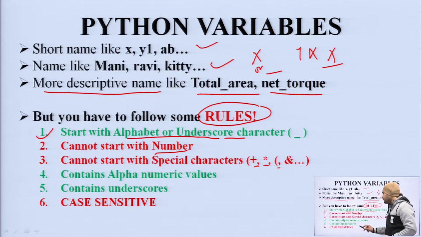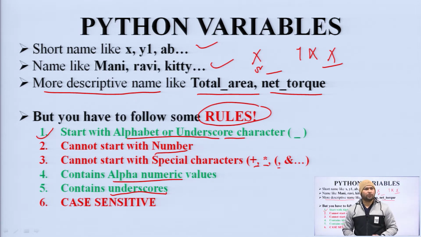The next thing is that your variable name can be alphanumeric, but it must follow the first rule. That means the variable must start with an alphabet or underscore, and after that you can make it alphanumeric. The next thing is that you can use the underscore. This underscore is a special character and the exception to rule number 3.